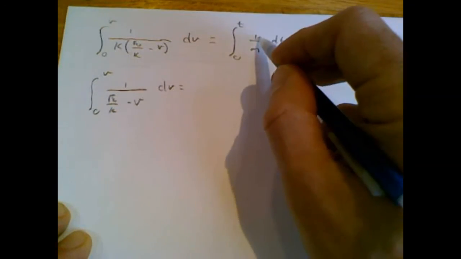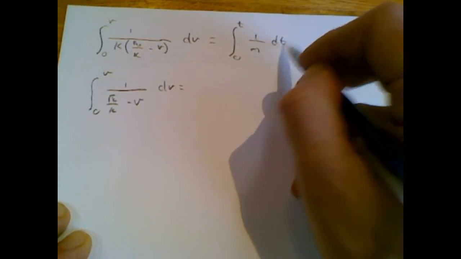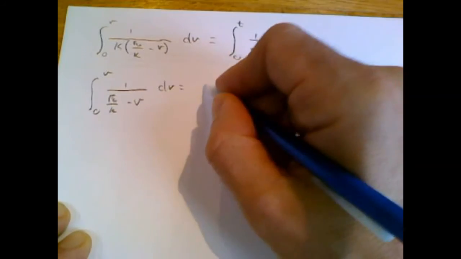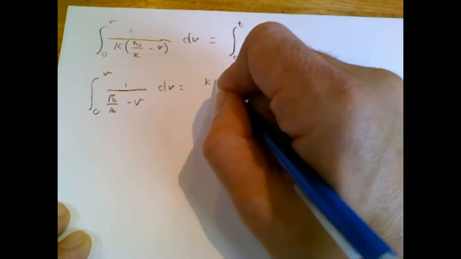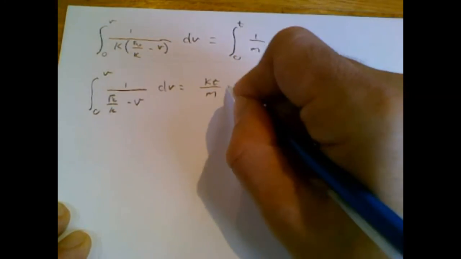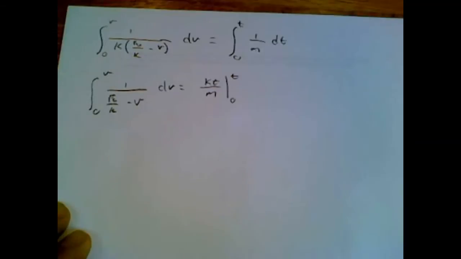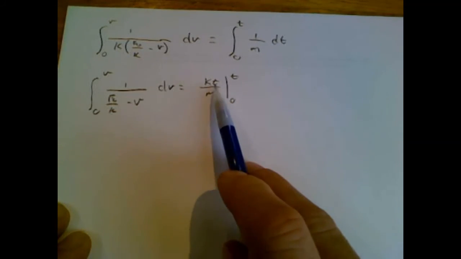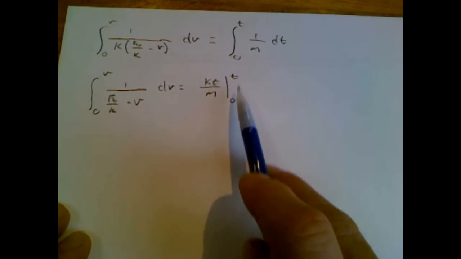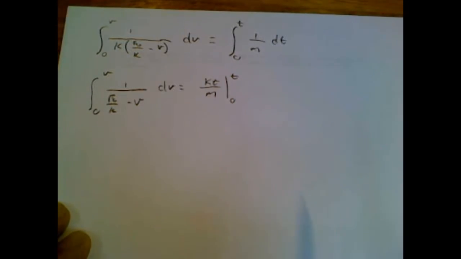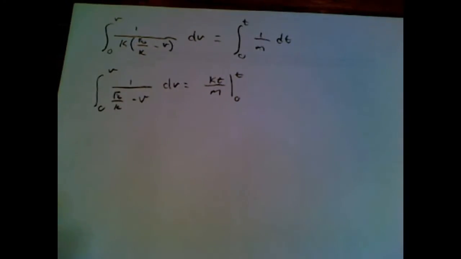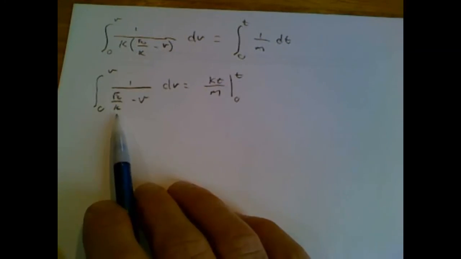The antiderivative of 1 over m dt is just going to be t, and I brought my k over, so I have kt over m from 0 to t. When t is equal to 0, that's going to be 0. When t is equal to t, that's going to be kt over m. So the right side is going to equate to kt over m.